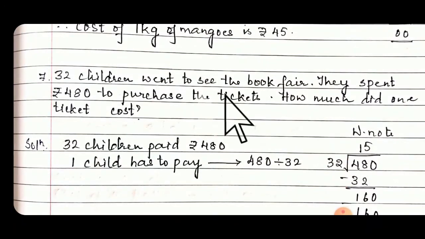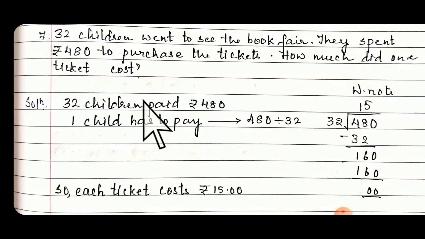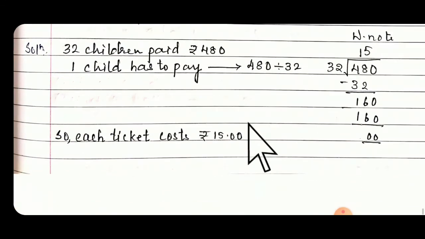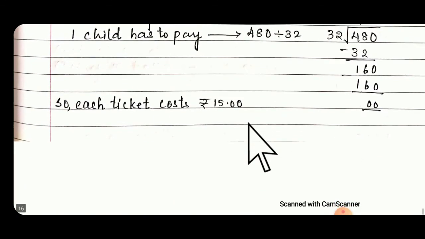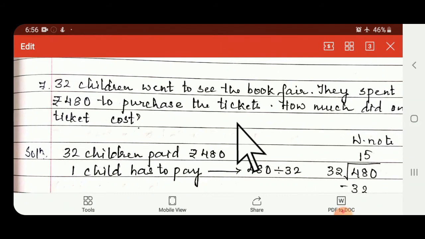Question number 7. 32 children went to see the book fair, means exhibition. 32 children they went. They spent rupees 480 to purchase the tickets. How much did one ticket cost? See, altogether how many children? 32. They paid rupees 480. So 480 to be divided by 32 children. So altogether, if you divide, you will get per head rupees 15. Each child has to pay rupees 15 to go to the book fair.